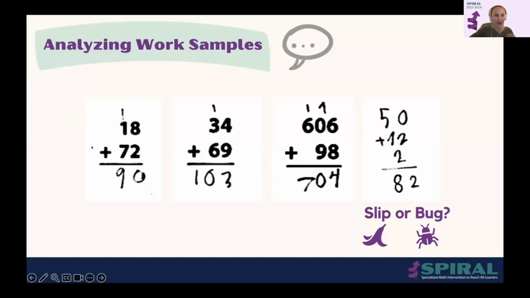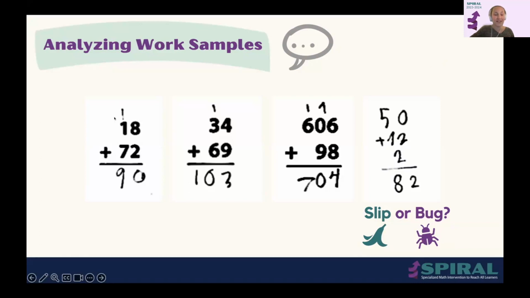What does it look like this error is specifically? What error did the student make? I'm seeing organization, not organized, absolutely place value. And so what can we do to help this student not to make this slip again? Go ahead and in the chat, what's something that we can do to help students moving forward?